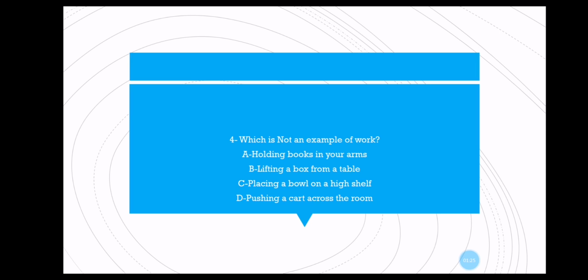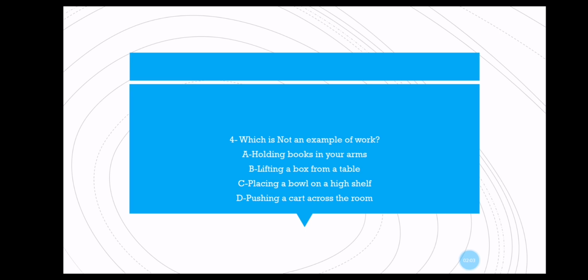4. Which is not an example of work? A. Holding books in your arms. B. Lifting a box from a table. C. Placing a bowl on a high shelf. D. Pushing a cart across the room. So, which is not an example of work? It means which of these examples doesn't have a transfer of energy? And the correct answer is holding a book in your arms.